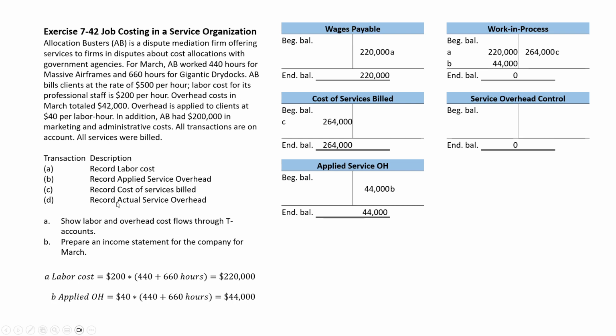Our last entry that they list here is going to be D, and that's recording our actual service overhead. So we did this a bit backwards, in that we applied overhead before we recorded the actual cost.